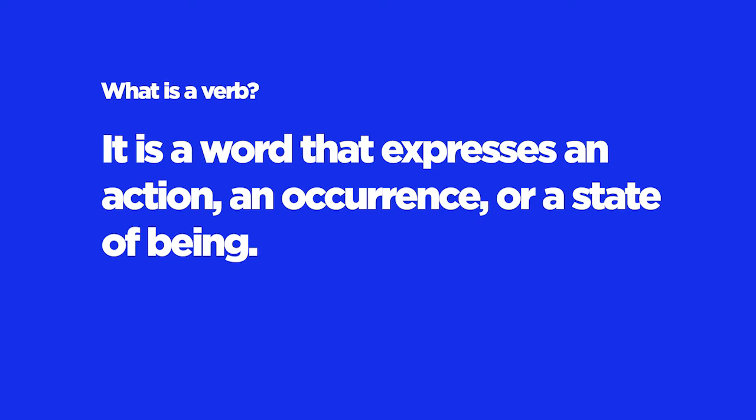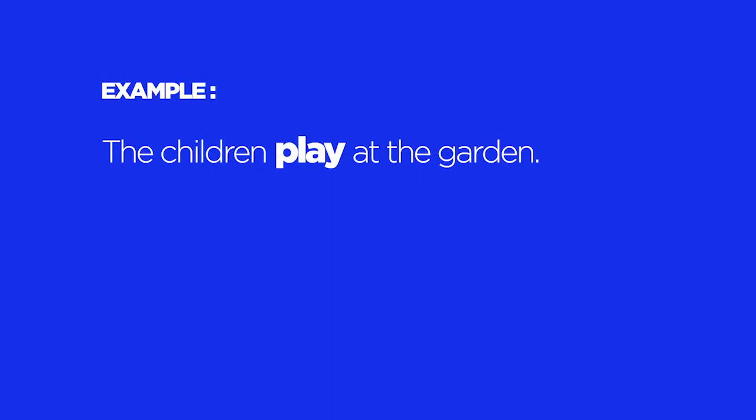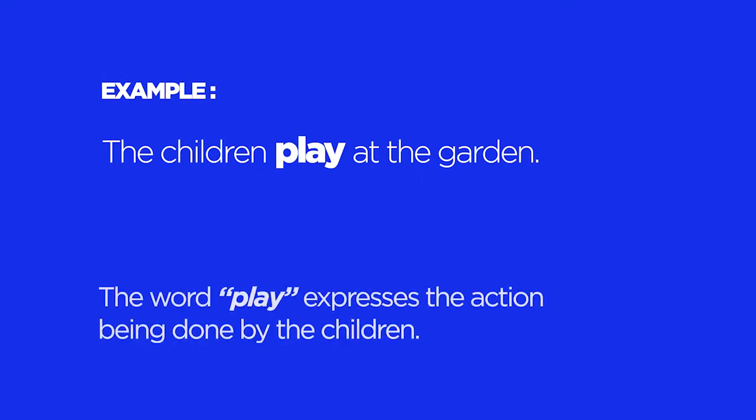Today, we will identify the simple tenses of verbs, namely, past, present, and future. First, let's define what a verb is. It is a word that expresses an action, an occurrence, or a state of being. Example, in the sentence, the children play at the garden. The verb play expresses the action being done by the children.